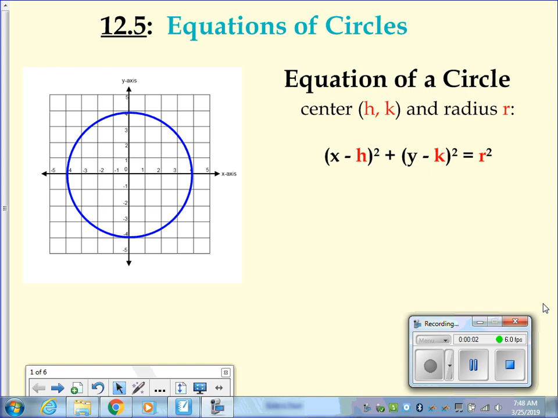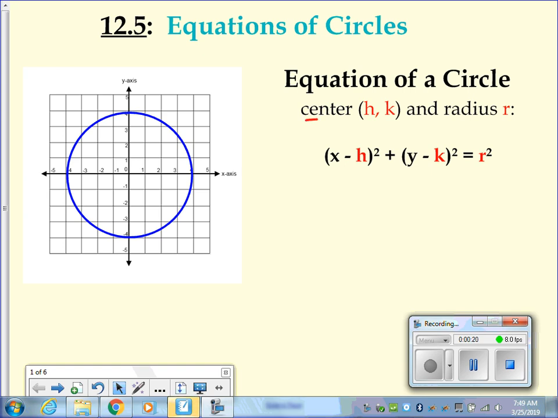Hey guys. Okay, so we're on the last section of this chapter of circles. We're going to talk about 12.5, which is equations of circles. So if I were to give you guys a picture of a circle on a graph, how do you write the equation of it? In order to write the equation of a circle, you need to know two things.